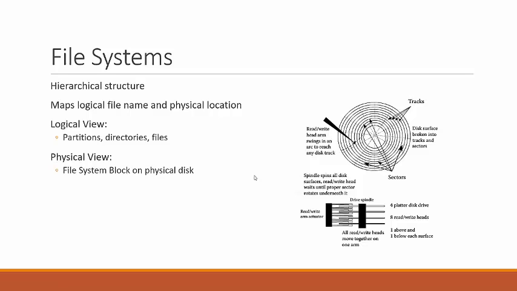All right, so let's take a look here. We keep talking about this file system, right? What is it really? Well, file systems are hierarchical in nature. More on that to come. I'm going to show you a pretty cool picture about that. And what they actually do is they map logical file names, file1.doc, to a physical location on that spinning disk.